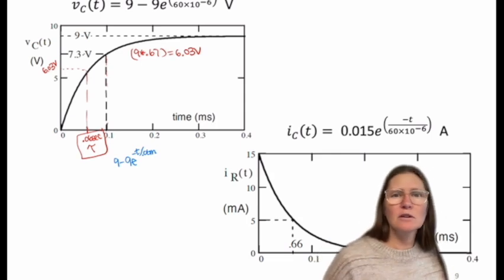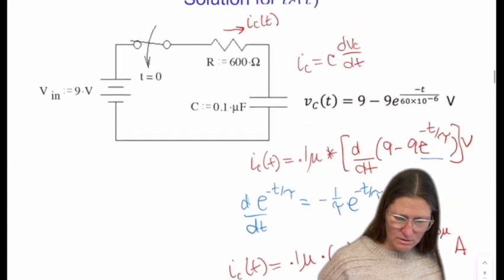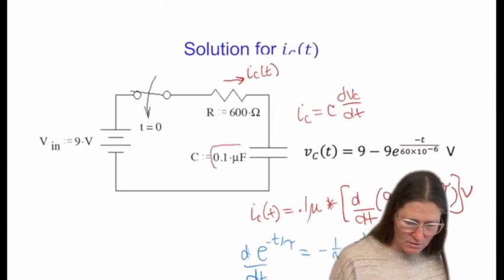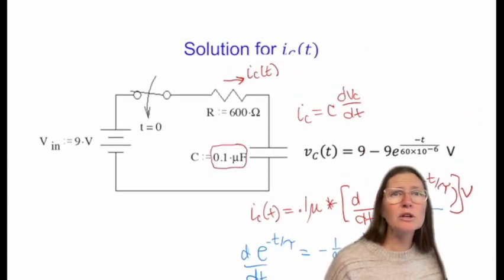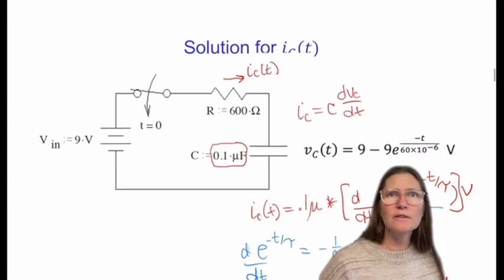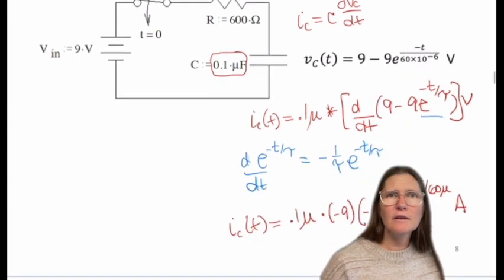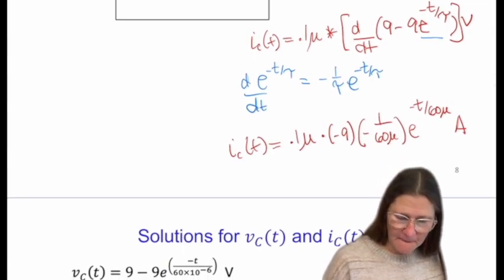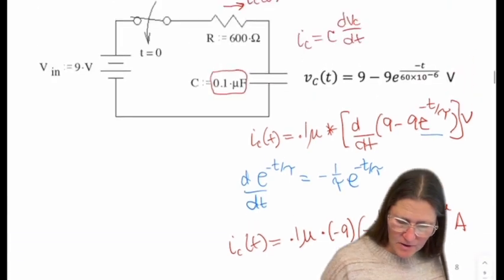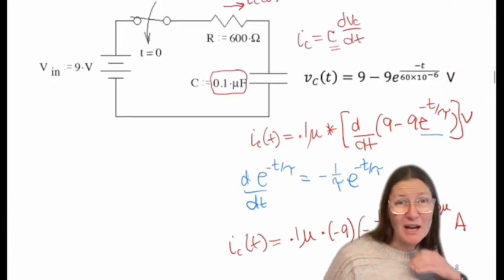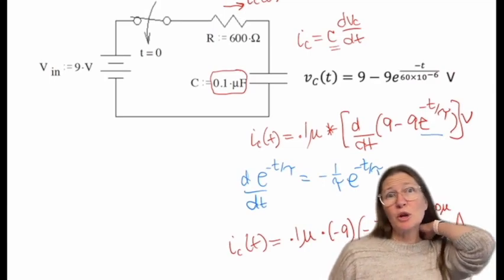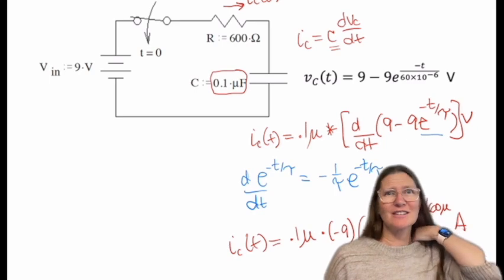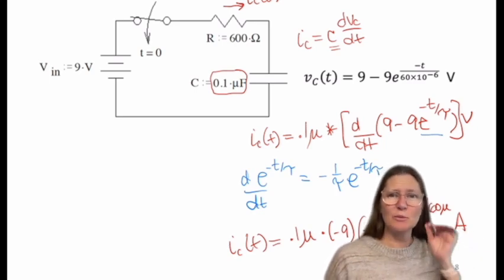Yes? I just didn't catch where the micro came from. 0.1 microfarad. Which one? Where is that in the equation? Well, because you took the derivative of v, I just don't see where it came from on that second. So C is the capacitor value. So 0.1 micro I put in there. So it was just a substitution of that one.